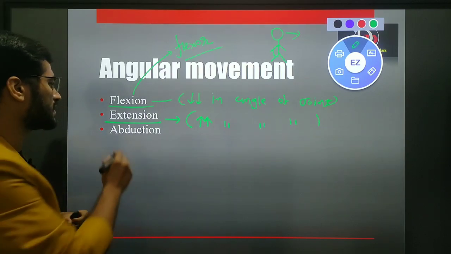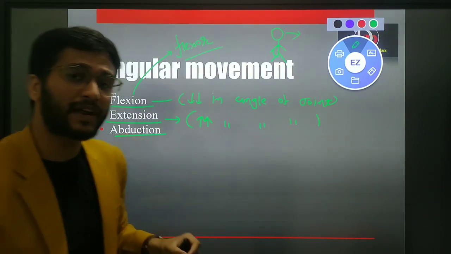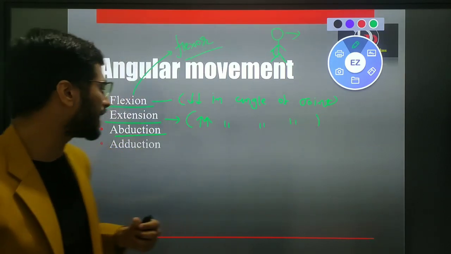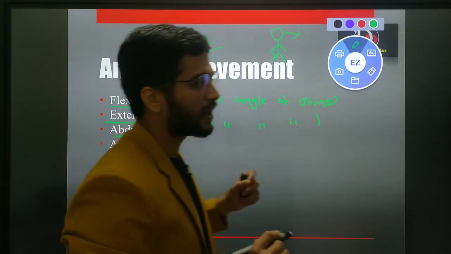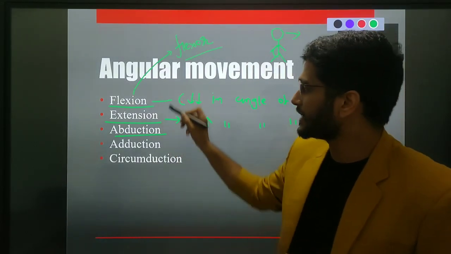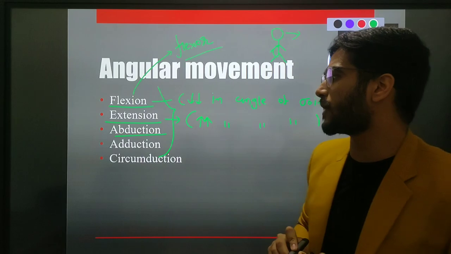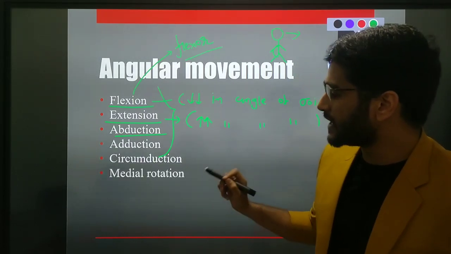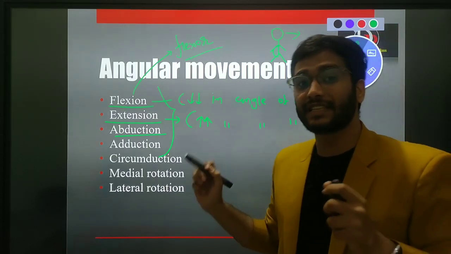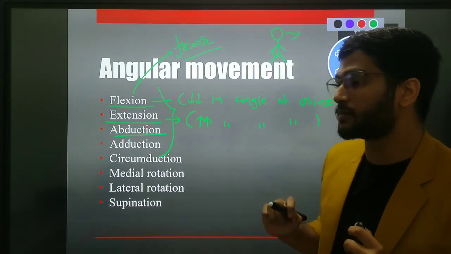The other term is abduction. Abduction is the movement of a limb far from the midline. Adduction is the movement towards the midline. Circumduction is the combination of these four movements together. The medial rotation is the rotation toward the midline. The lateral rotation is the rotation far from the midline.